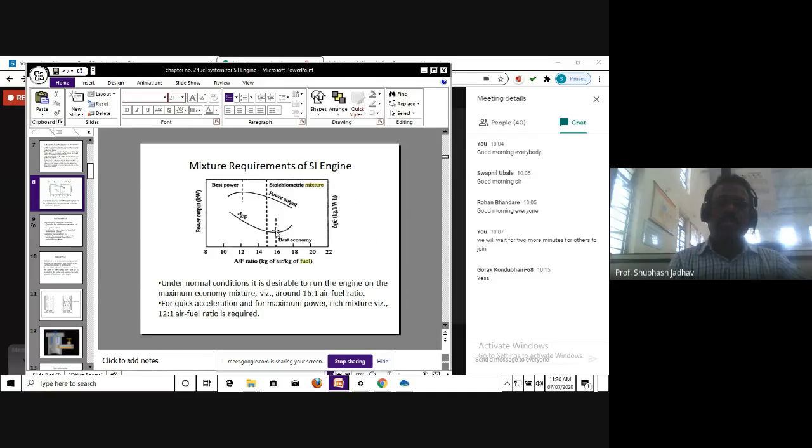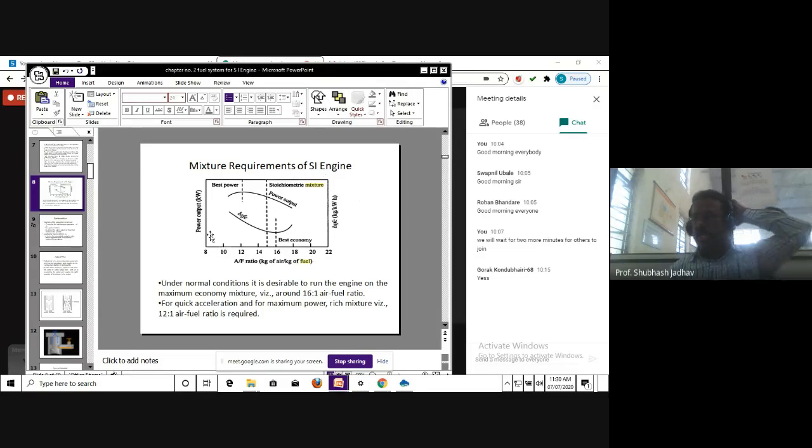Fuel consumption is increasing over here, fuel consumption is increasing over here, and this is the range where you are getting fuel consumption to be more economical, that is less, because the consumption is going to be minimum. Okay, so that is what is indicated by this, and which means that a 16:1 air fuel ratio is suitable for economic running of the vehicle, while 12:1 air fuel ratio will be suitable for higher power.